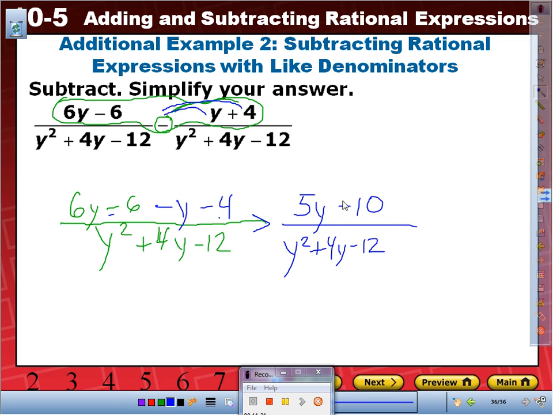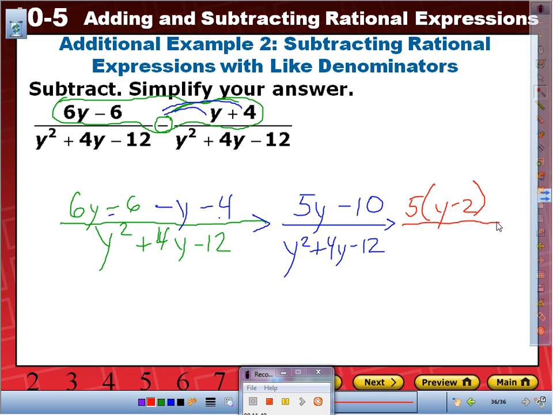Copy that, and then I'll go over the next steps. All right, so once we get to this point, the next steps are the same. Factor the numerator and denominator completely, and then divide out any GCF. Are we there? So here we go. What's our GCF for the numerator? 5. And we're left with y minus 2.